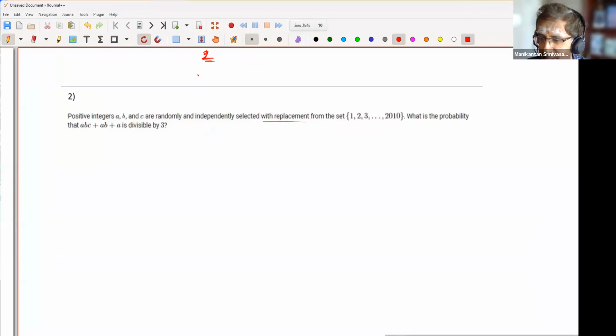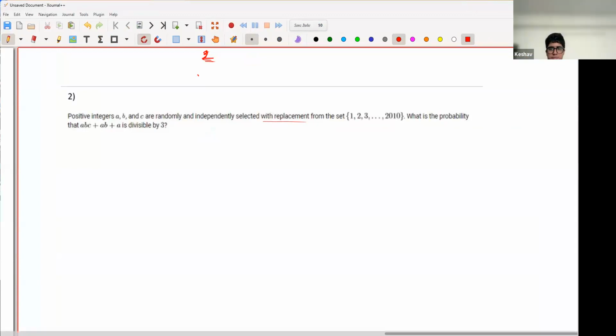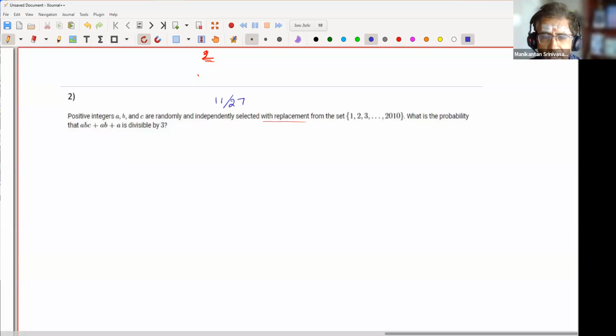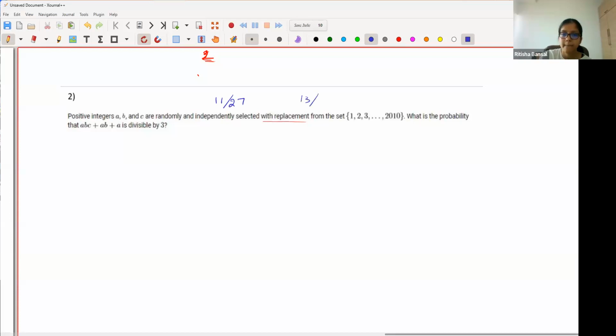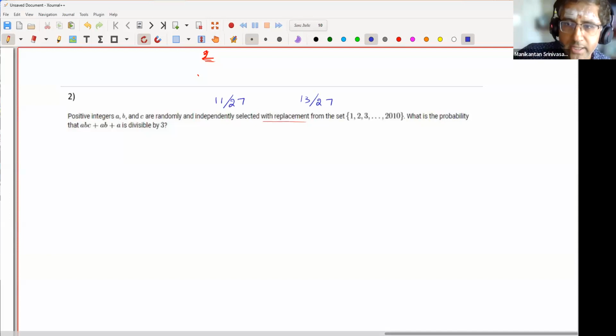Okay, so let me just randomly ask someone. Keshav, did you get an answer on this one? I didn't finish my working for this one. Okay, Anika, how about you? Yes, sir. What did you end up getting? I got 11/27. Okay, any other answers, guys? So slightly less than half. Okay. So I got 13/27. Yeah, good. Even I got 13/27. Okay, all right. So let's discuss.